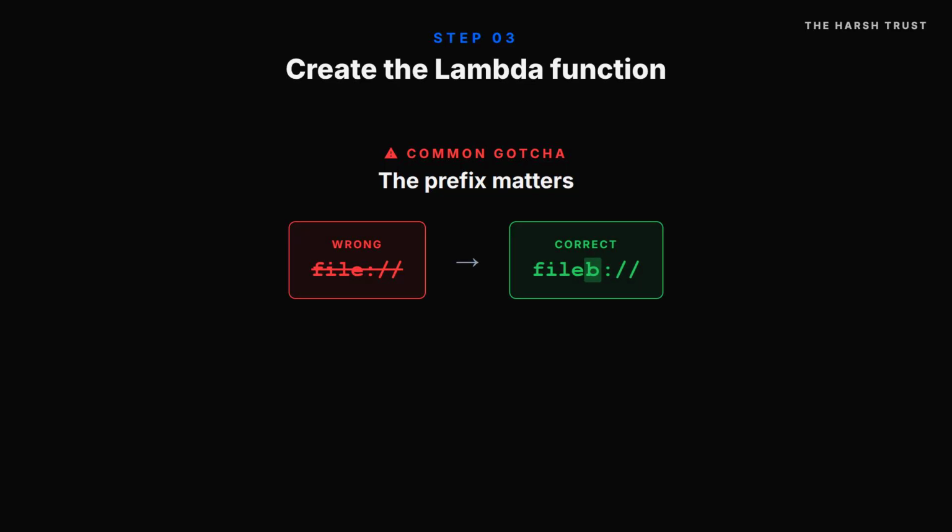The fileb:// prefix is required, not file://. The b means binary, and zip files are binary. Use file:// and you'll get a malformed zip error.